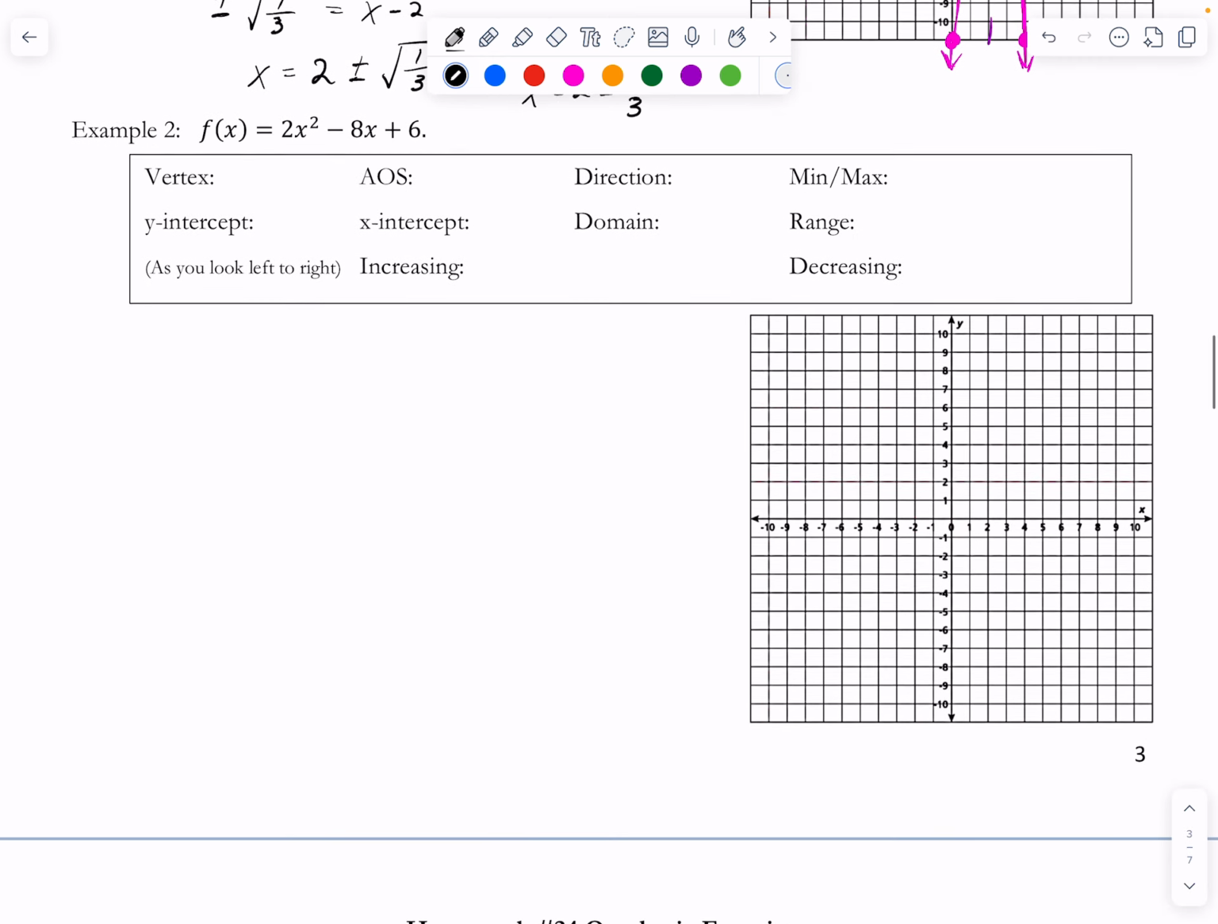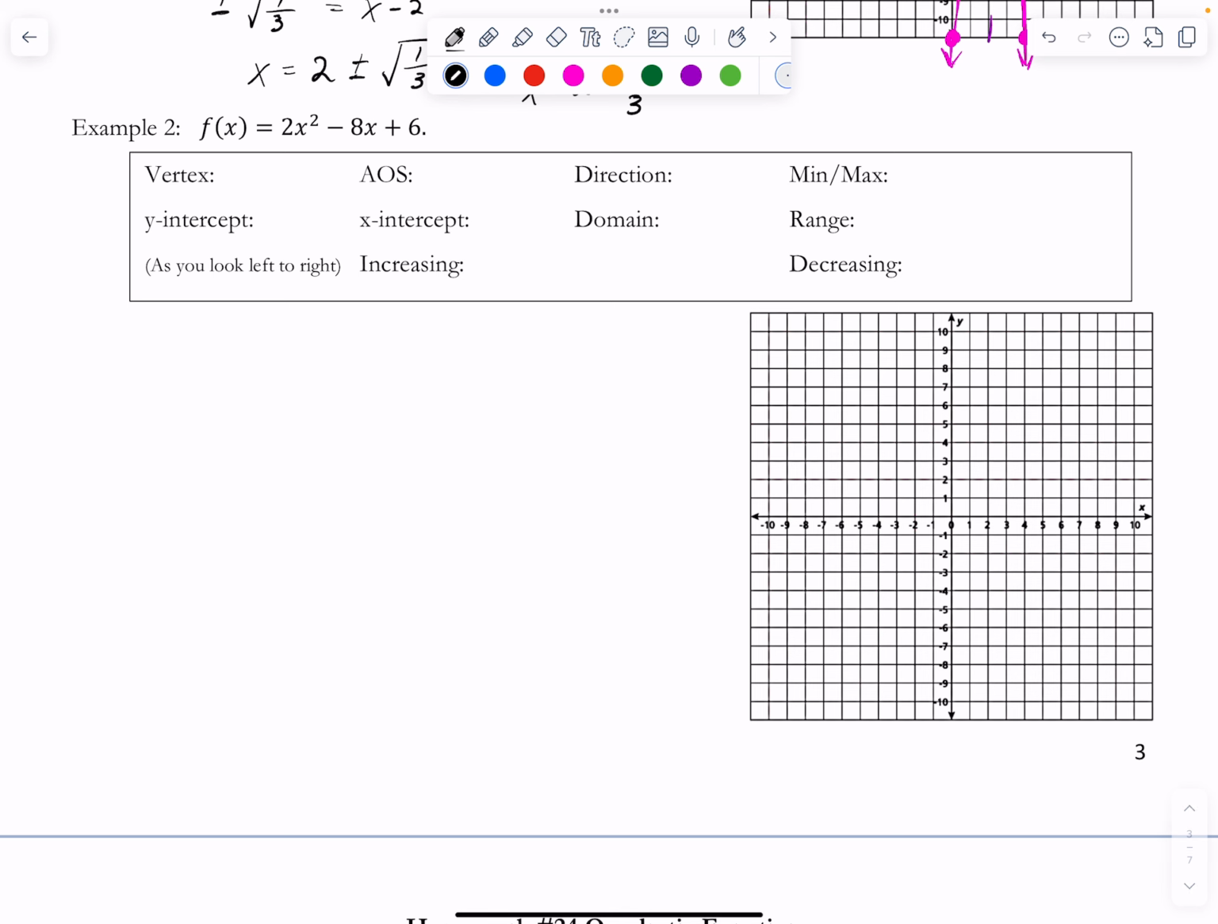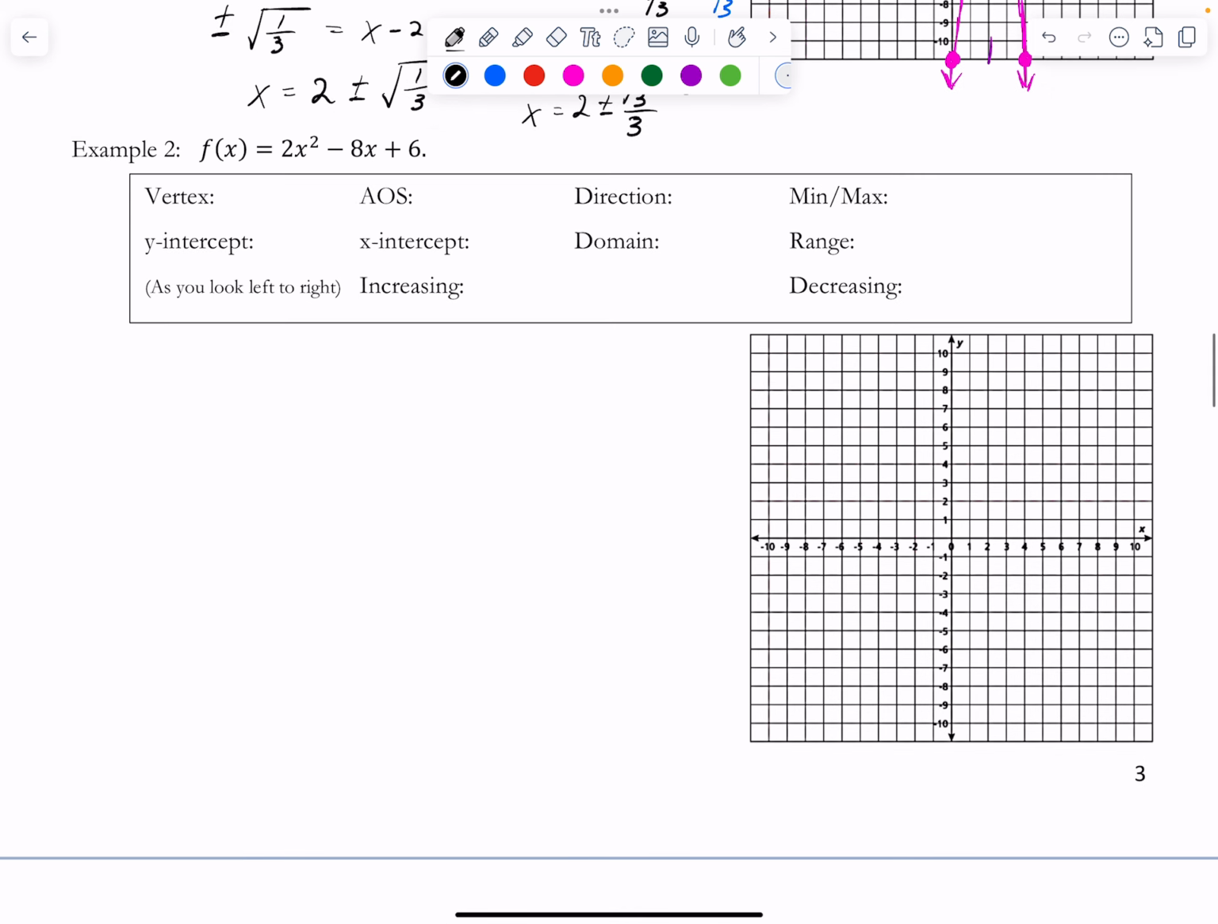Let's do one more, and then we'll be finished, when it's in standard form. All right, first thing I notice, it's in standard form, right? ax squared plus bx plus c. My a value of 2 is positive, so this parabola will open up. Now the vertex and the axis of symmetry are going to be a little bit longer to find.